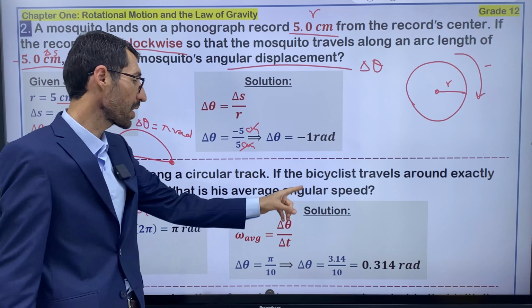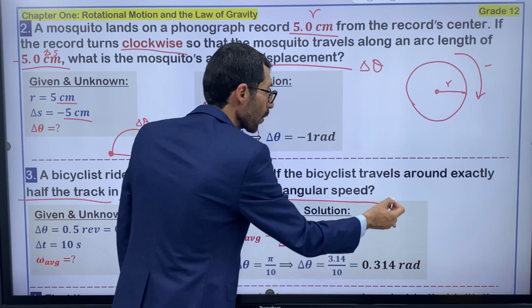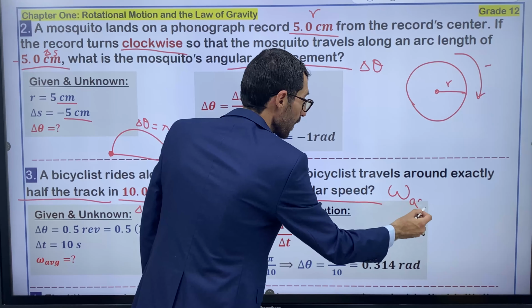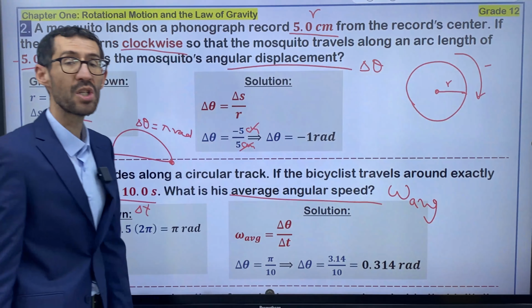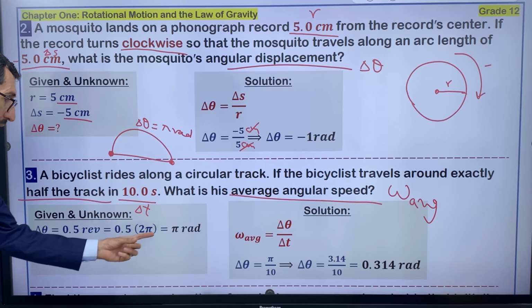What's his average angular speed? What do we look for? Average angular speed means omega average. Is information available for finding omega average? Yes, right? But here it says 0.5 rev. Why do we say 0.5 rev? Because it says half the track. The bicyclist travels half the circle. That's why it becomes 0.5 rev, and 1 rev is equal to 2 pi, so 0.5 rev is pi rad.